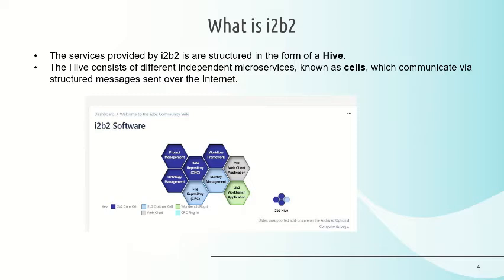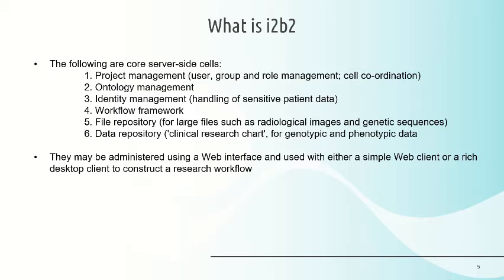The services provided by I2b2 are structured in the form of a hive. The hive consists of different independent microservices known as cells, which communicate via structured messages sent over the internet. The following are the core server-side cells. The important ones are project management, ontology management, identity management, workflow framework, file repository, and data repository. They can be administered using a web interface and used with either a simple web client or a rich desktop client to construct a research workflow.